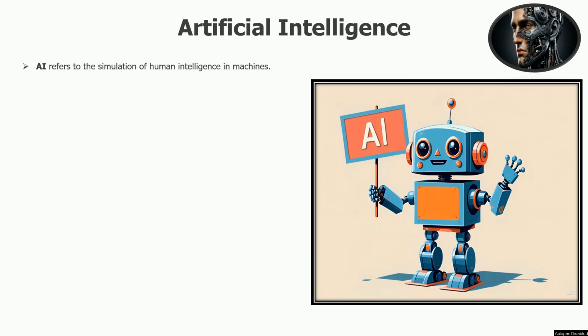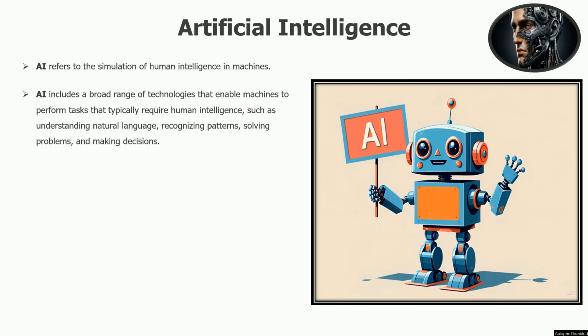Let me take an example. When your phone suggests words as you type, it's using AI to guess what you want to say. When you ask Alexa to play a song, it understands your request because of AI. So AI is about making machines smart enough to do tasks that usually need human intelligence.